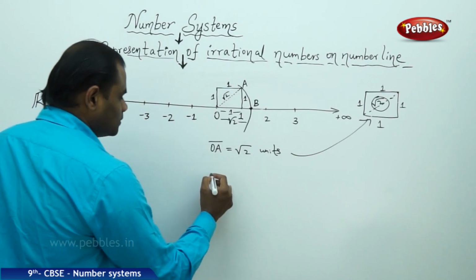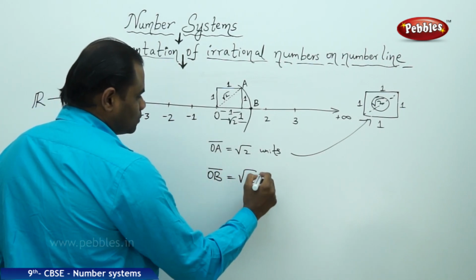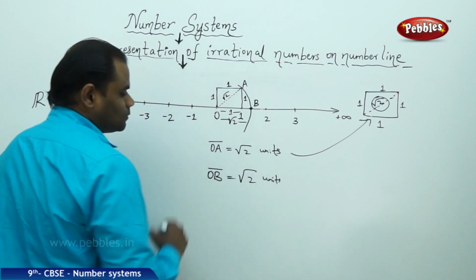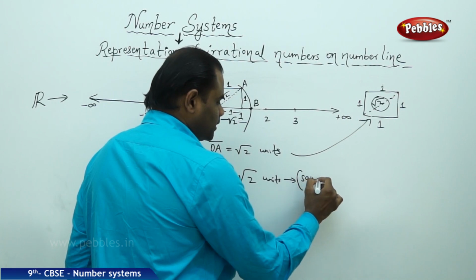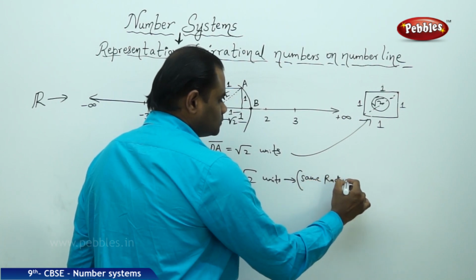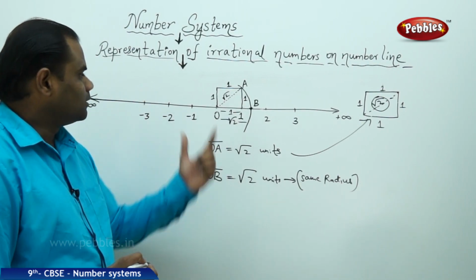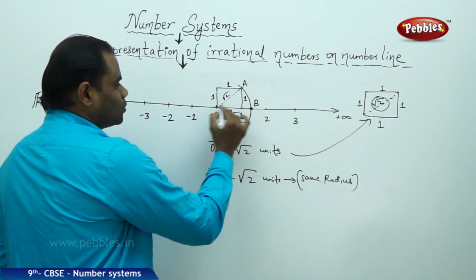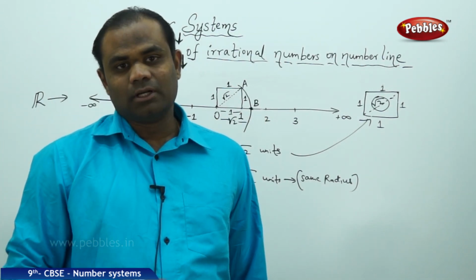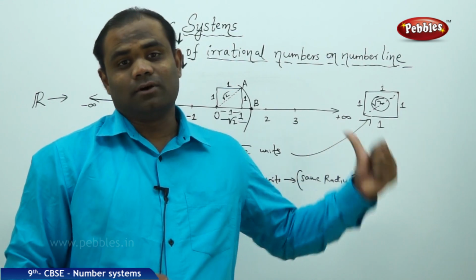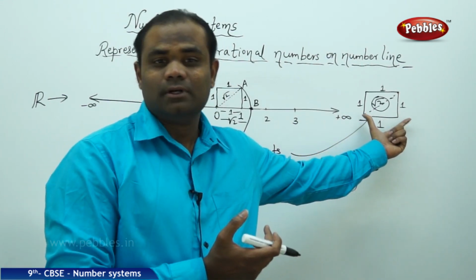Therefore, my OB as constructed from the arc is also root 2 units, because it is the same radius concept, and therefore my distance on the number line from O to B is the irrational number root 2, which can be represented on the number line in this manner of constructing through the geometrical square diagonal.